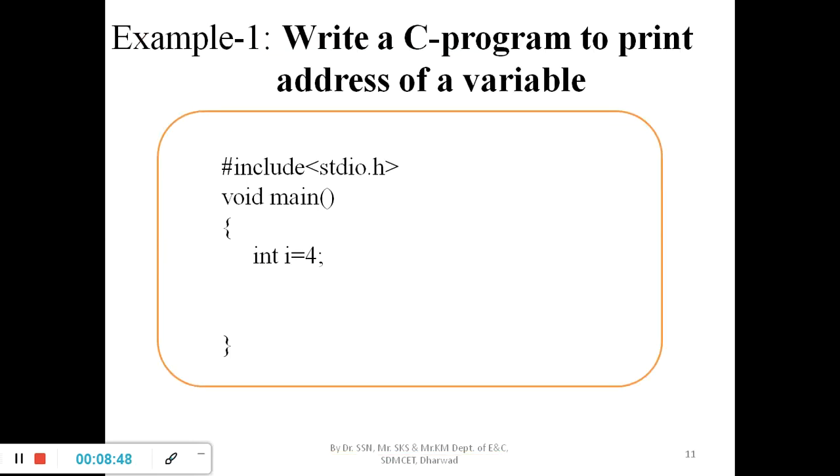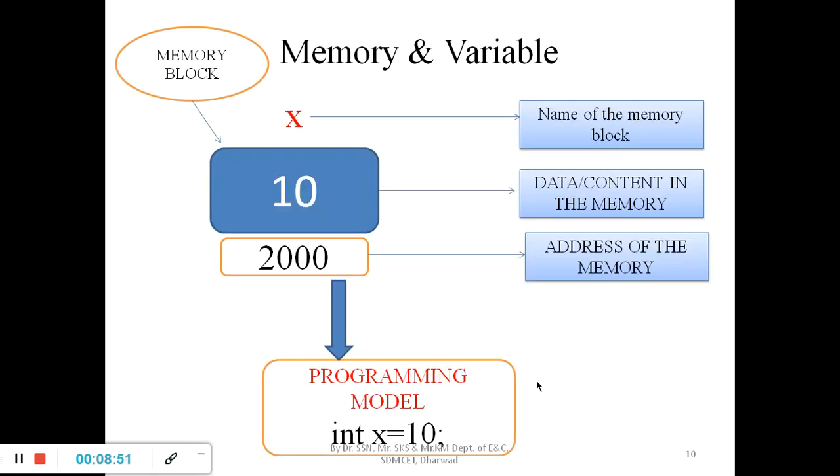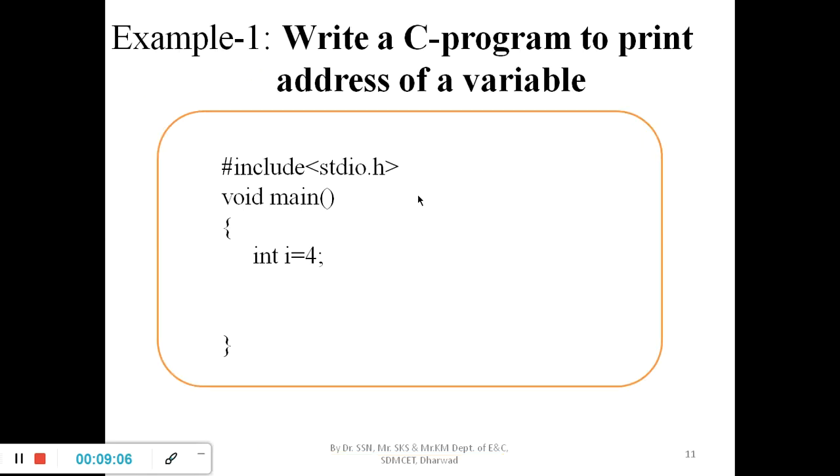Now let us try to understand how data is stored in a variable, and second, how I can access the address of that particular variable through programming. Here is one such example where we write a simple C program to print the address of a variable. Here i is a variable declared as an integer data type with value equal to 4.